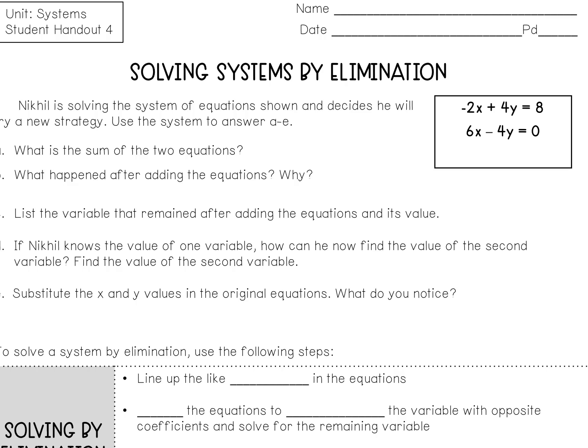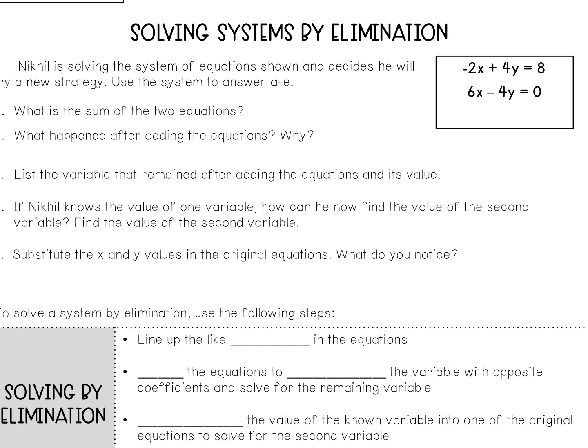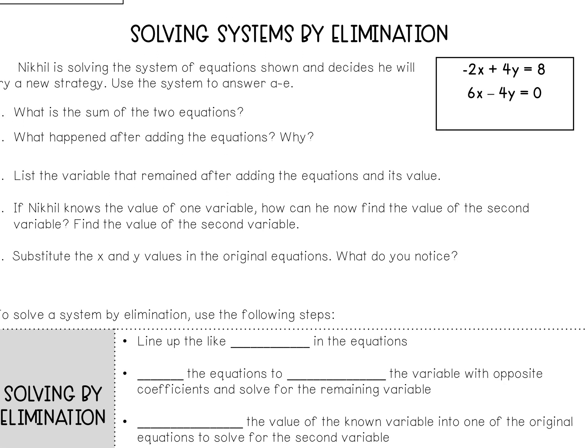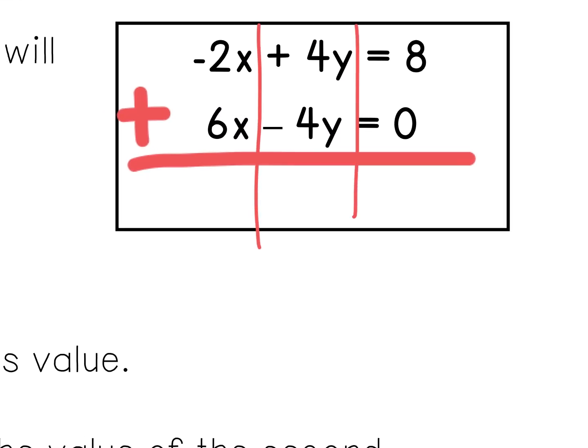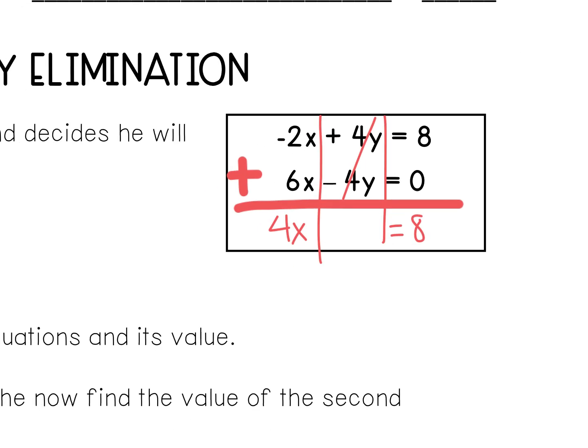We're going to talk about the last type of system solving, and it is called elimination. So if you'll look at this system on the side here, it says, what is the sum of these two equations? Now remember, when it says sum, we're going to add them. So if we think about kind of like in elementary school when we added vertically, I can see that 6x minus 2x is 4x. My 4y minus 4y becomes a 0, and then 8 plus 0 equals 8.